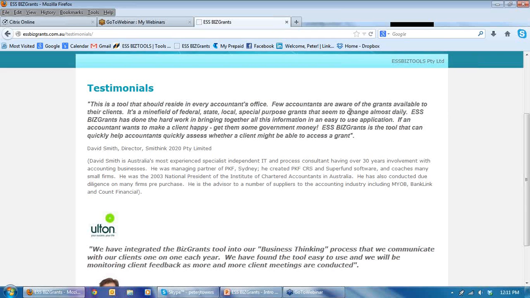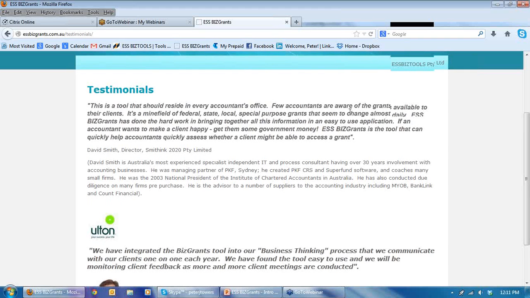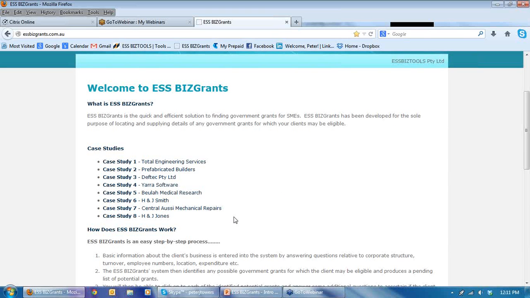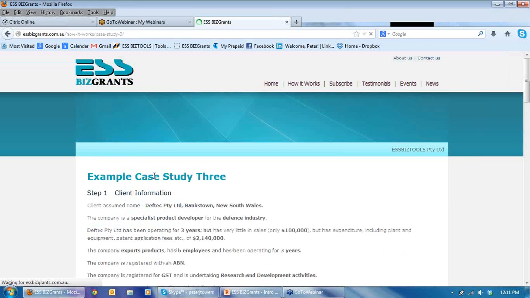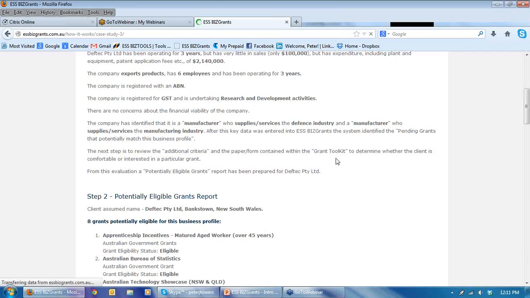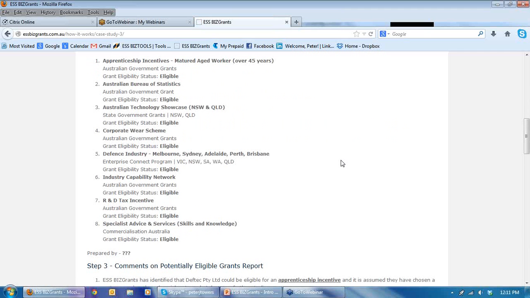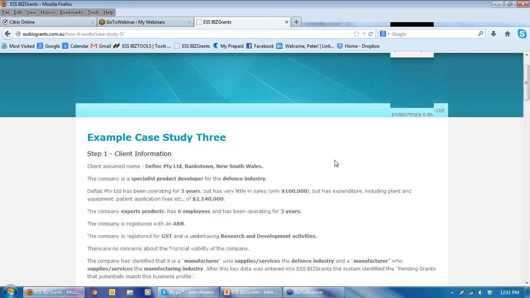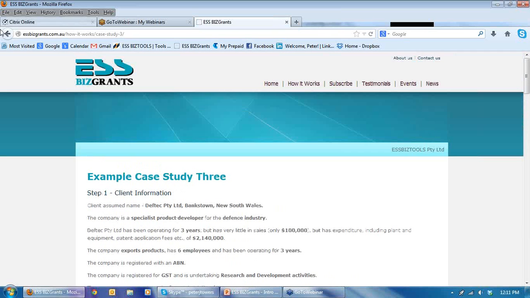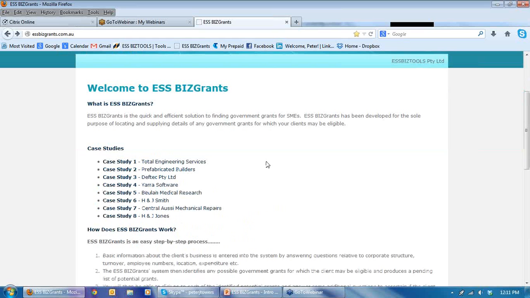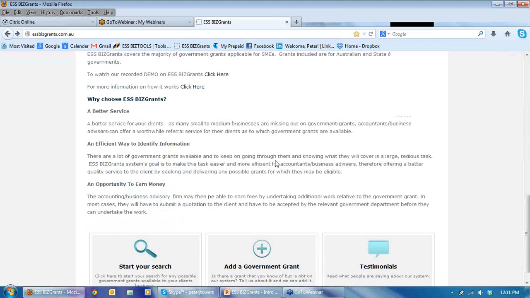So when you first visit the site and we want to have a look at some things, you can review 8 case studies. They're already in the system. So if you wanted to have a look at case study number 3, it's based on a business in Bankstown in New South Wales, and it goes through the whole procedure of the type of reports that might be produced for this particular activity, and you can have a look at that at your leisure. So there is some information there that you can view. We'll now start our search.